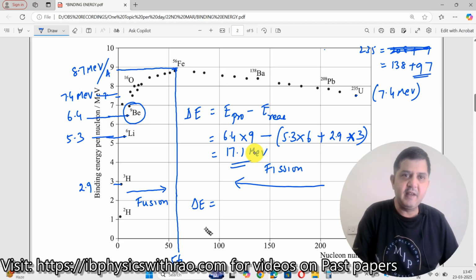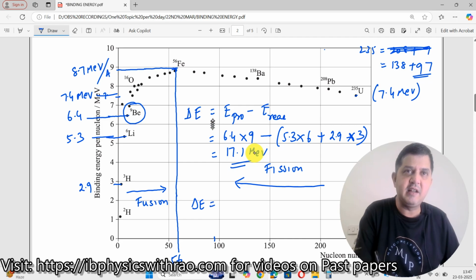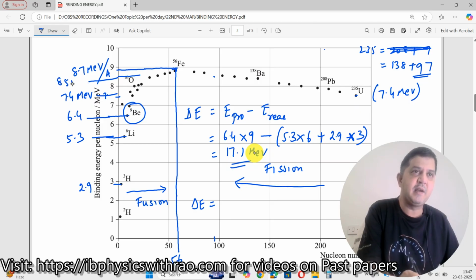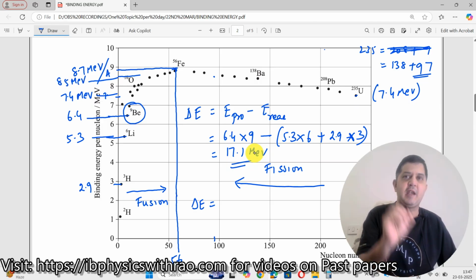97. So where does 97 correspond to? I have a point 97 here. If I draw a line nearby to here, it could land somewhere over here. So the corresponding value here will be around 8.5 MeV. 8.5 MeV per A. Okay.